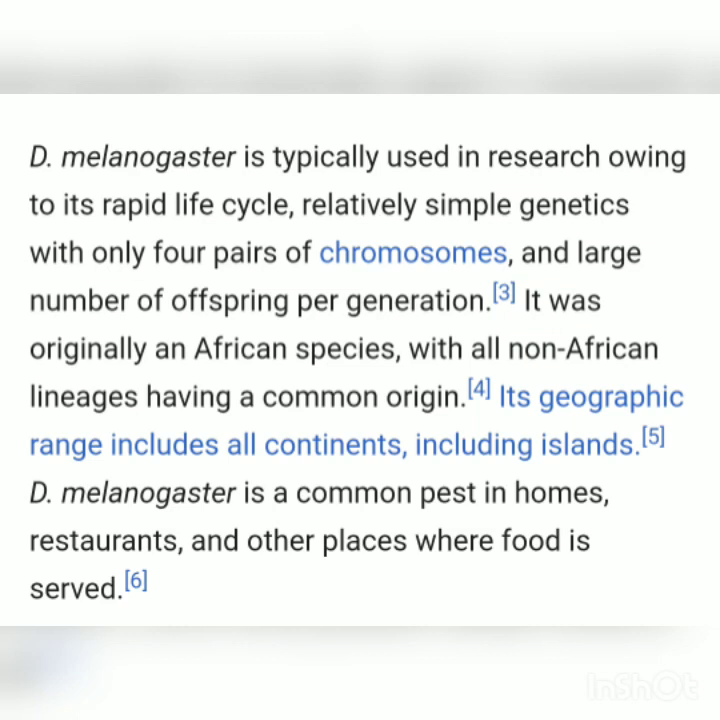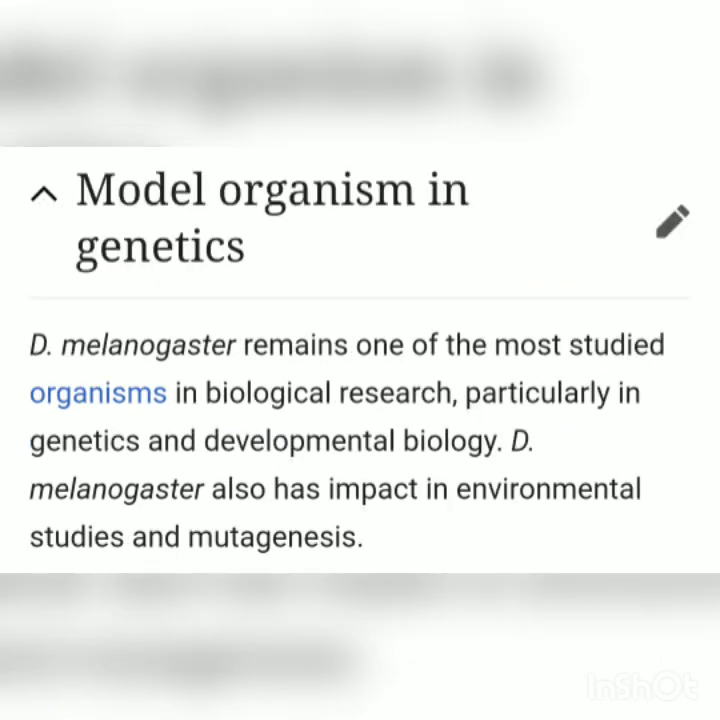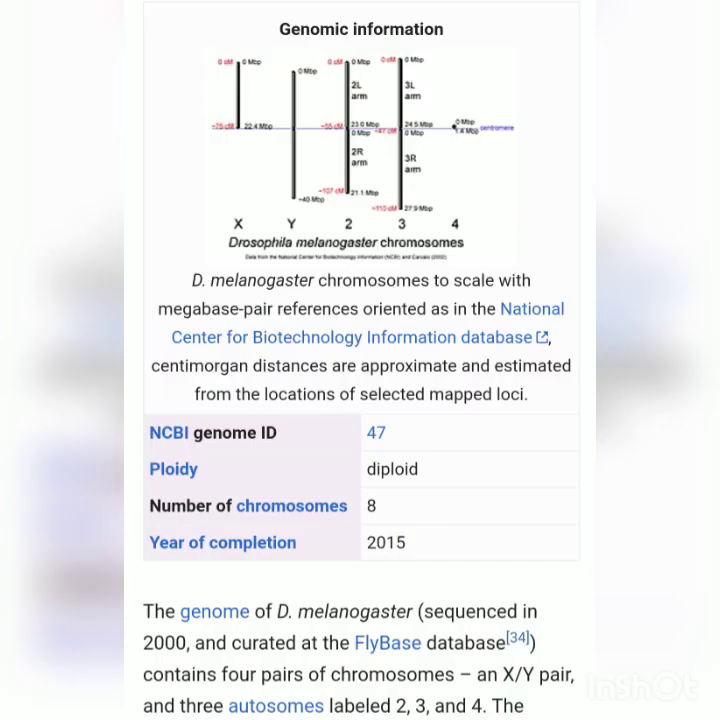It can survive in many places. It is a common pest in homes, restaurants, and other places, and it is one of the most studied organisms in biological research. It is a model organism in genetics and developmental biology, as you have already studied the developmental genetics of Drosophila, and it also has impact on environmental studies and mutagenesis. This picture is showing you the genomic information, where the National Center for Biotechnology Information has given the ID, ploidy is diploid, number of chromosomes is 8, and its genome was sequenced by the year 2015.